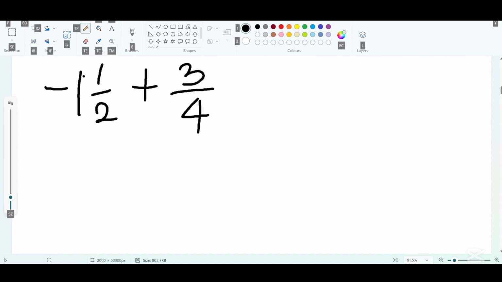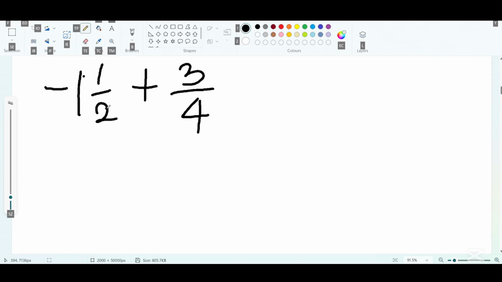Okay, so this number, we want to add these two fractions together. The first one is minus 1 whole number 1 all over 2 plus 3 all over 4. So what do we do first? We have a mixed fraction here. We need to take it back to an improper fraction. That's the first thing we need to do here.